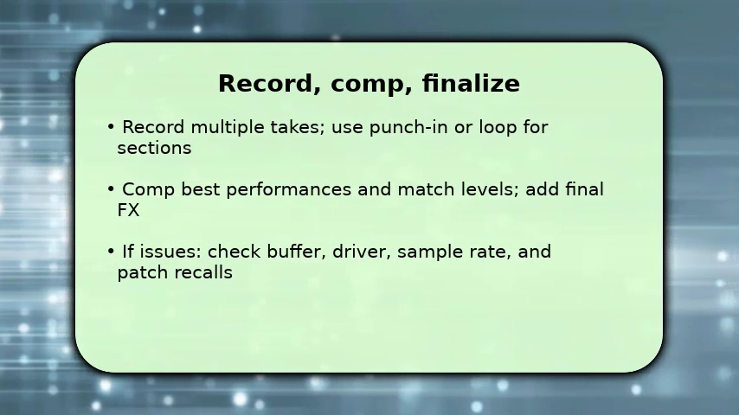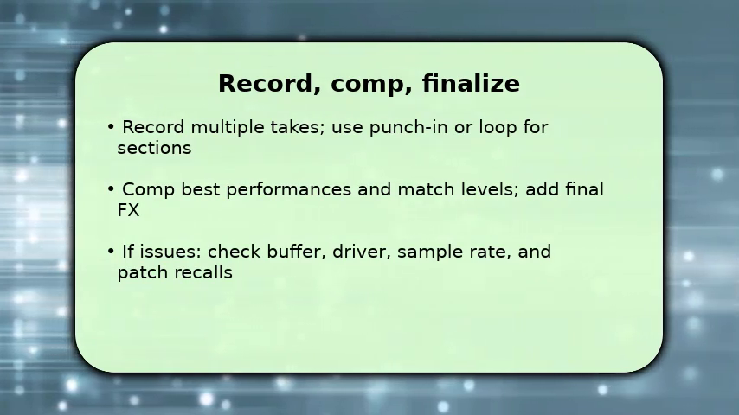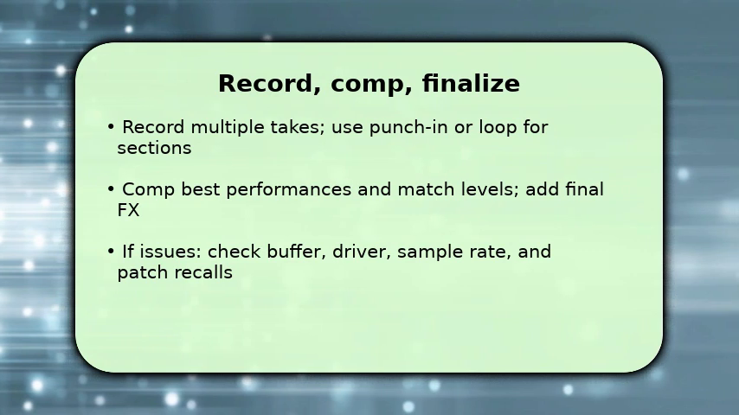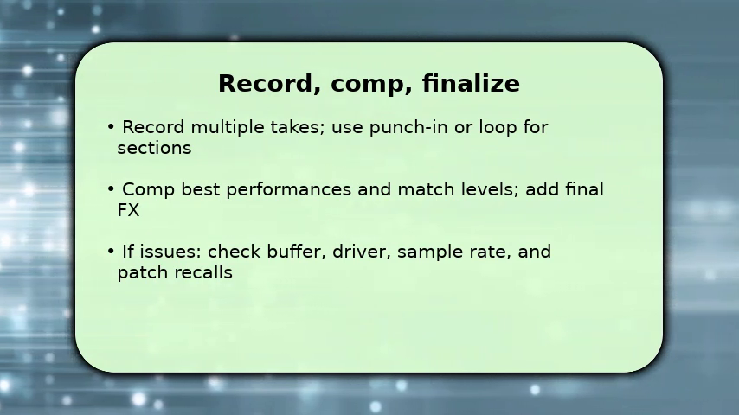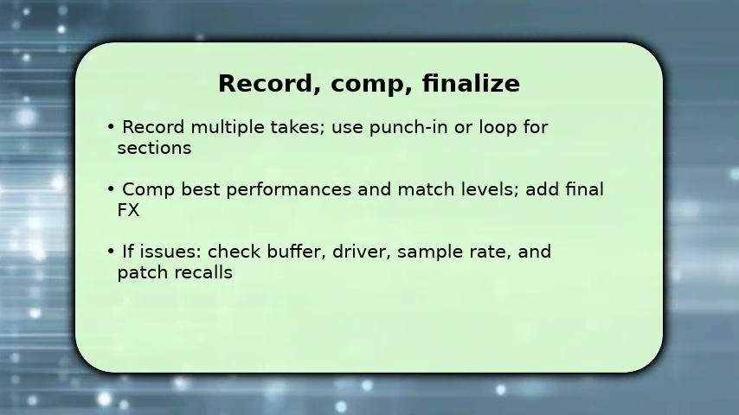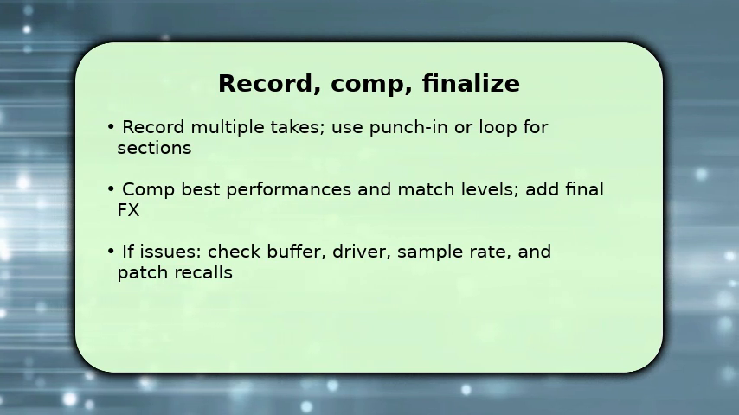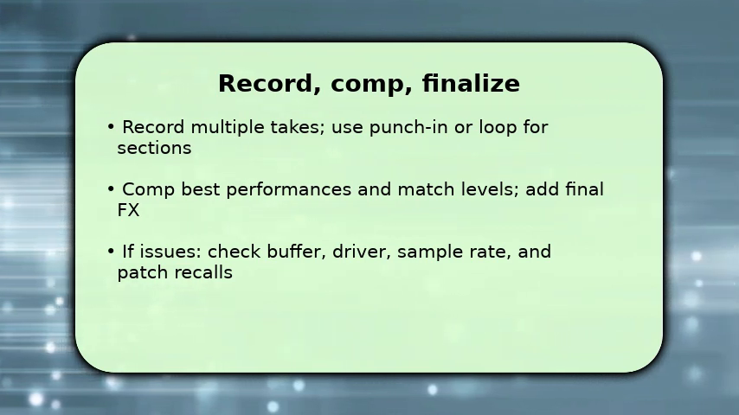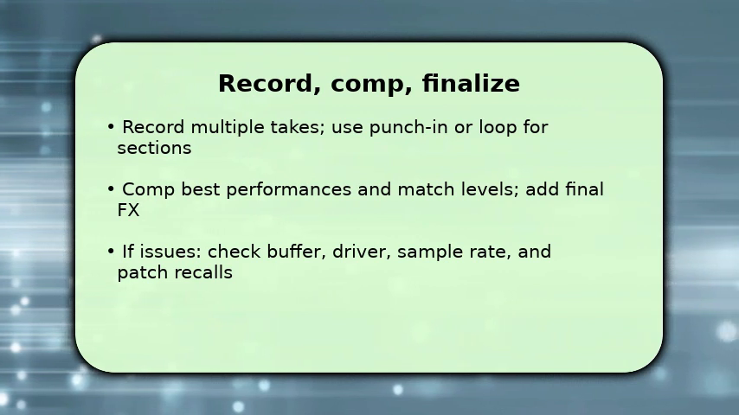You're ready to record. Arm the track and record several takes, using punch-in or loop recording for tricky sections so you don't waste time. Once you have good takes, comp the best pieces, match levels, and add any final reverb or delay inside Amplitube or in your DAW. This keeps the tone consistent.